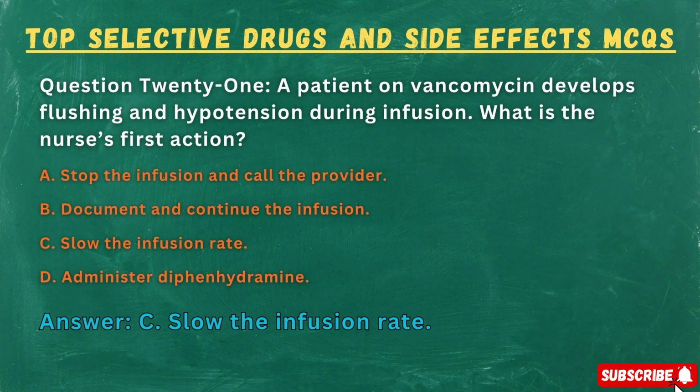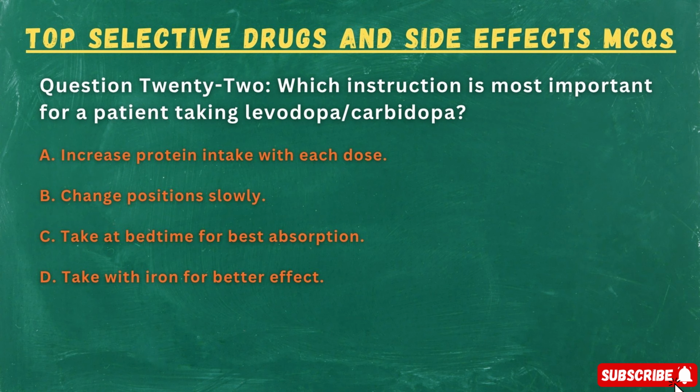Answer. C. Slow the infusion rate. Question 22. Which instruction is most important for a patient taking levodopa/carbidopa? A. Increase protein intake with each dose. B. Change position slowly. C. Take at bedtime for best absorption. D. Take with iron for better effect.